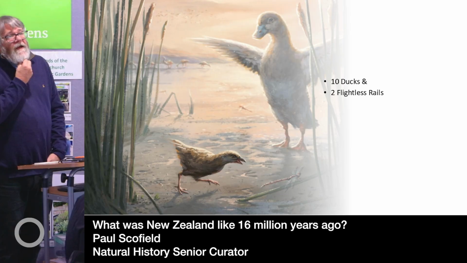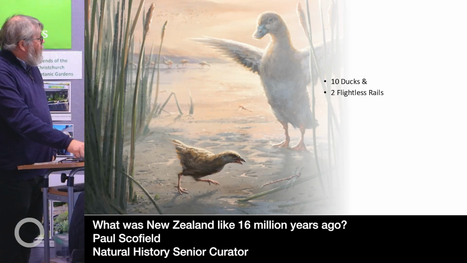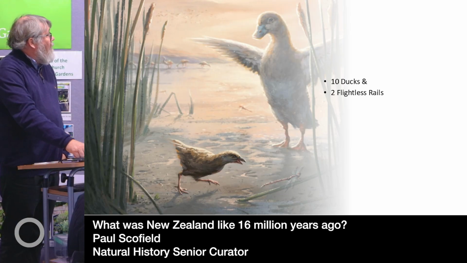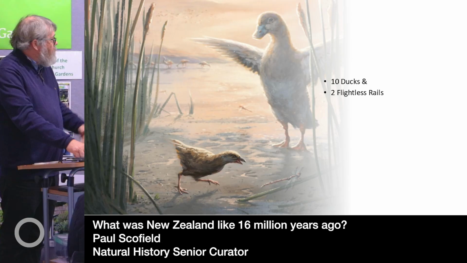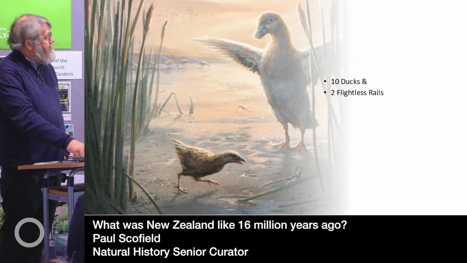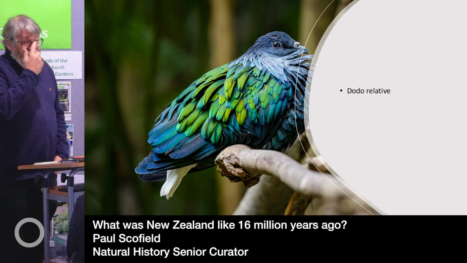But of course, being a lake, what we really have the bulk of are ducks. We have 11 species of duck now, I think, and two flightless rails. Rails being the relatives of the pukeko today. These are very small but flightless. We have a relative of the dodo.